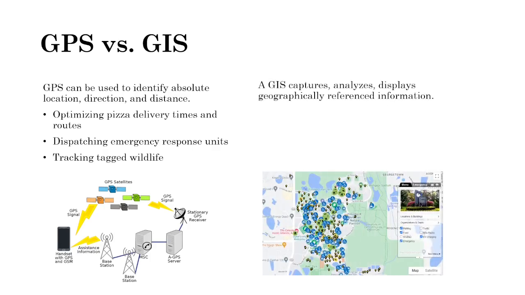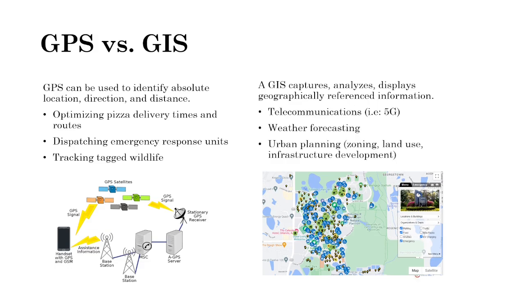A GIS, a Geographic Information System, captures, analyzes, and displays geographic reference information. So telecommunications or weather forecasting or even urban planning like zoning, land use, infrastructure development. Google Maps is a great example of a GIS. You can create different layers of different data. So here we have from the University of Central Florida a map of the school. We can also locate where parking is or where food is or traffic, EV charging, emergency, all of these different geographically related information onto a map for us.